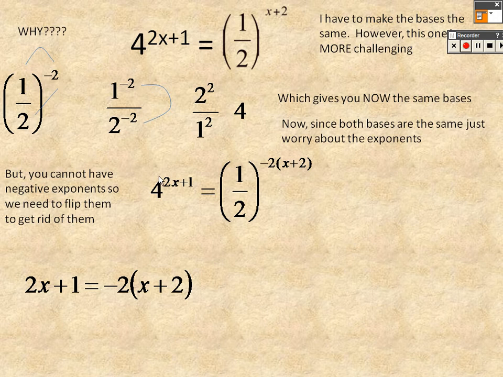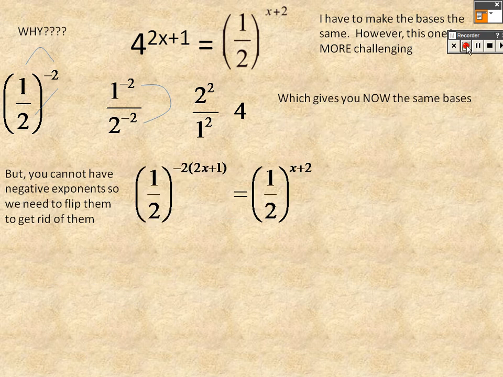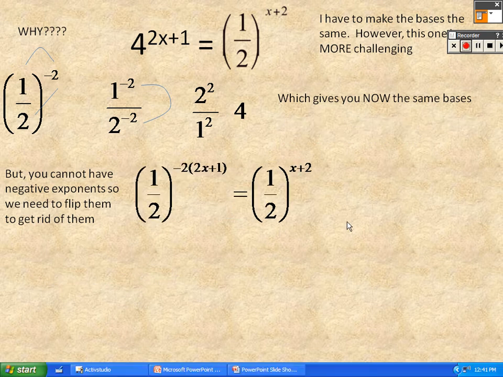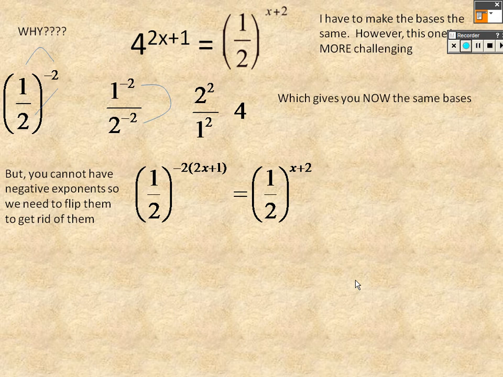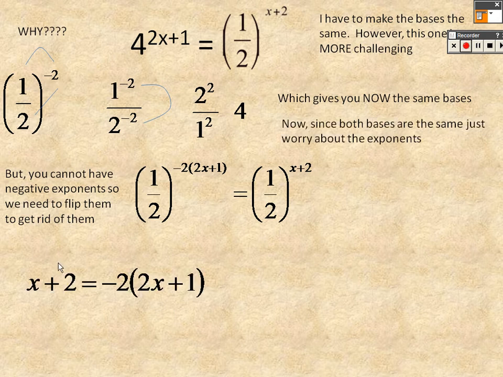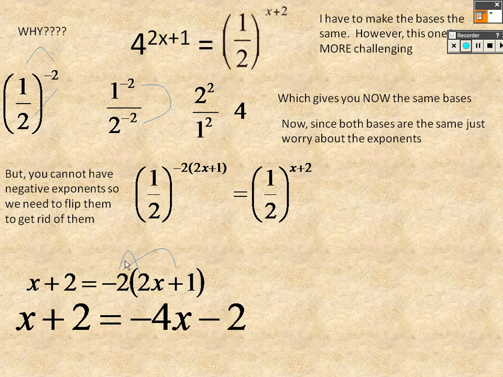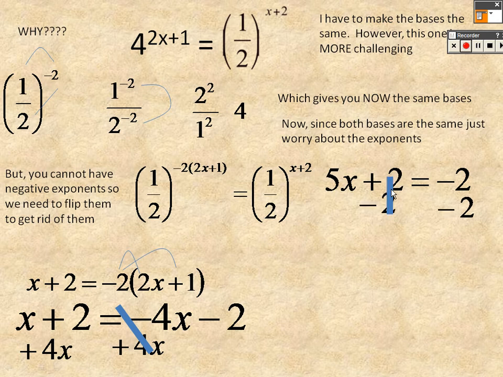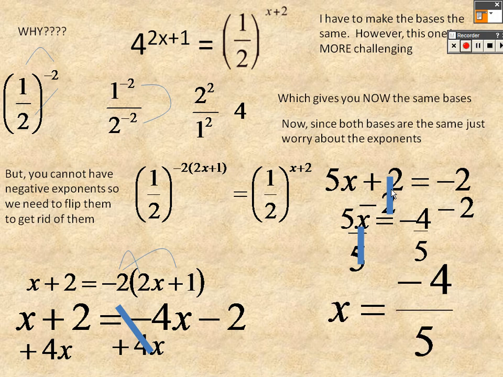That'll end up giving us the same base. There we go. So now I have it all fixed up there for us. So now that the bases are the same, I can just worry about the tops by setting them equal to each other and distribute that through, so I get negative 4x minus 2. Combine my x's together, so I got a 5x plus 2 equals negative 2. Minus 2 on both sides, so I get 5x equals negative 4, and divide both those to get negative 4/5.